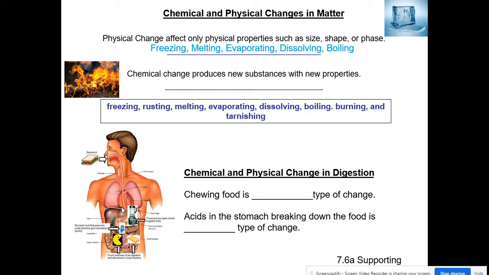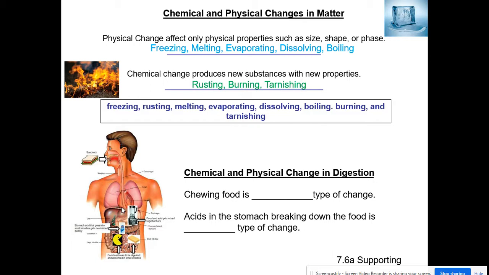A chemical change produces a brand new substance and it has new properties. Think of burning a log or something rusting. Rusting, burning, tarnishing, those are all chemical changes.